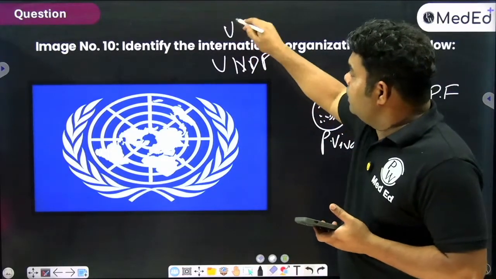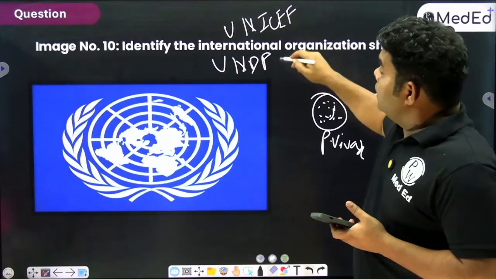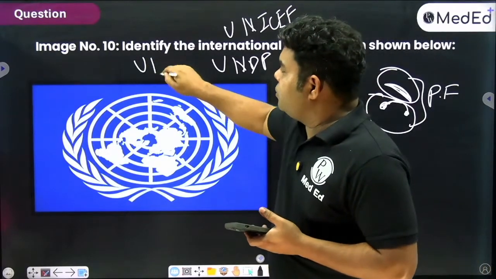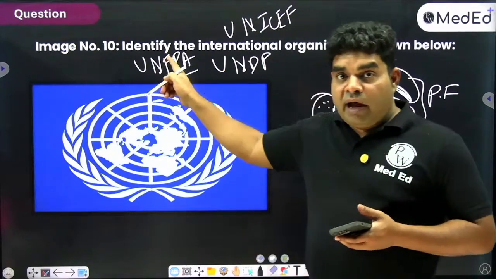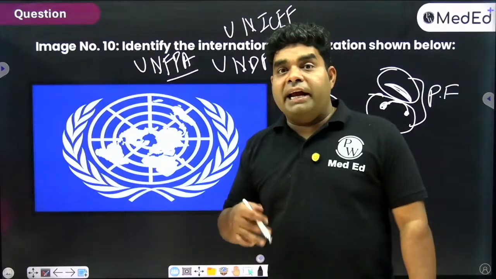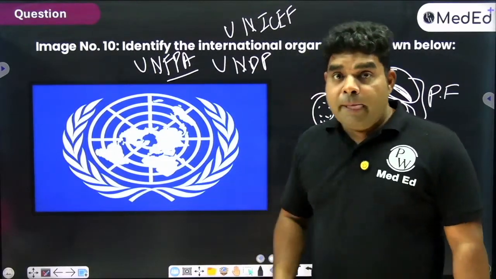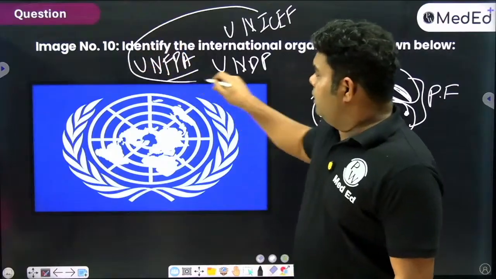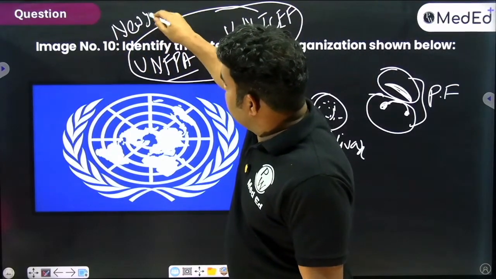UNDP, UNICEF, and UNFPA, United Nations Fund for Population Activity, which funds our family planning program, is UNFPA. UNICEF funds seed and manure of applied nutrition program, and UNDP funds sustainable development goals. And all these three UN, their headquarter is in New York. So do remember their work and headquarter.